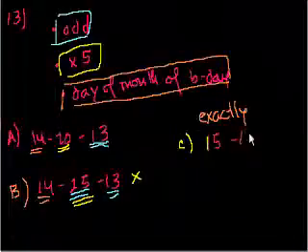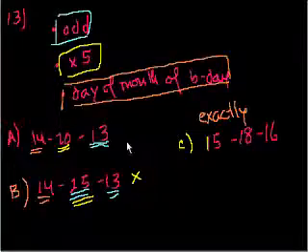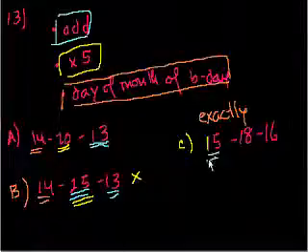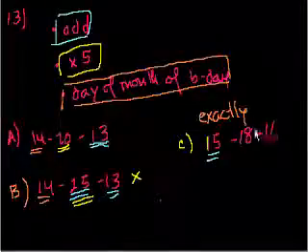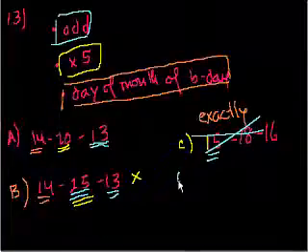15, 18, 16. And here, let's say one of them has to be odd. There's only one odd option here. It's this one. One of them has to be a multiple of 5. Well, there's no multiples of 5 here, so we know that C is not the right answer.